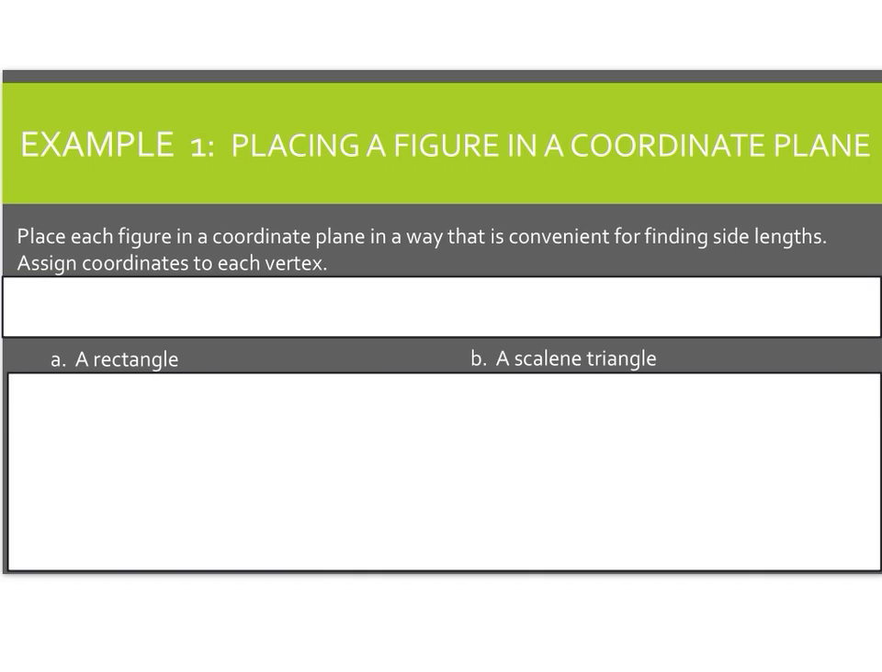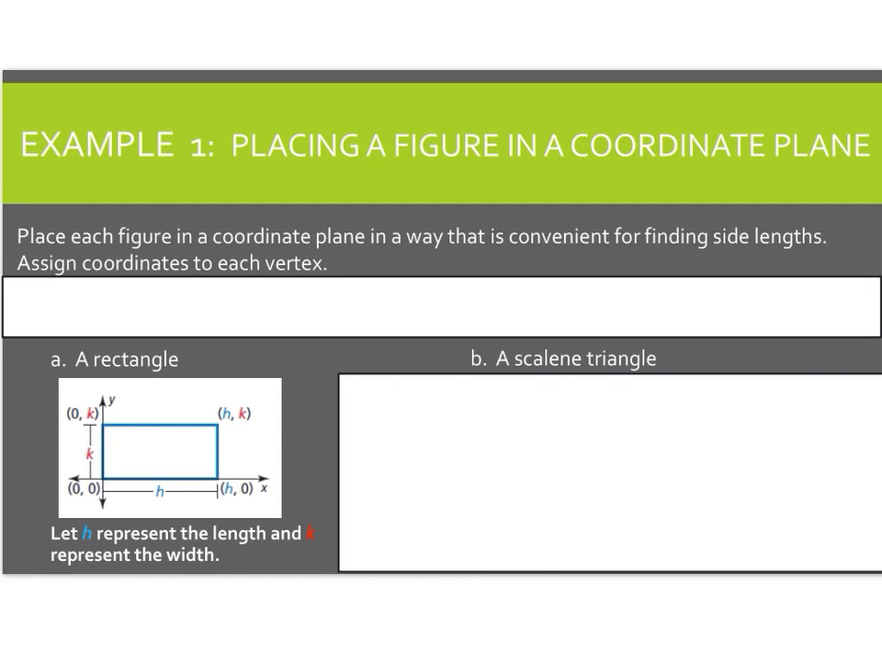So let's take a look at examples 1A and 1B. We're going to place each of the following figures in a coordinate plane in a way that's convenient for finding side lengths and assign coordinates to each vertex. So this is the same example that we just looked at. And again, let H represent the length and K represent the width. It does not matter what variables you choose. And then figure out the location of the vertices of your shape.